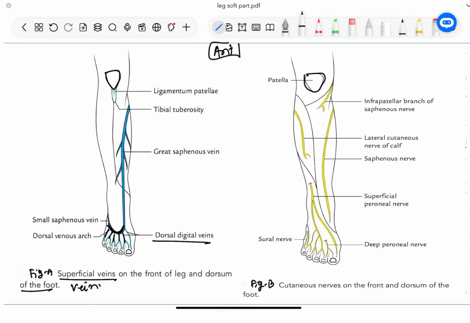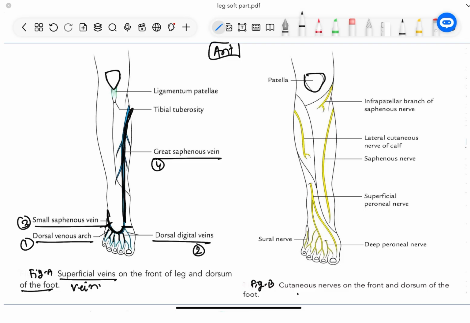From here there will be extension from the lateral side, small saphenous vein, and from the medial side, great saphenous vein. These are all superficial veins. So, what are the superficial veins you got? Number 1 dorsal venous arch, number 2 dorsal digital vein, number 3 small saphenous vein, number 4 great saphenous vein. These are the superficial veins.